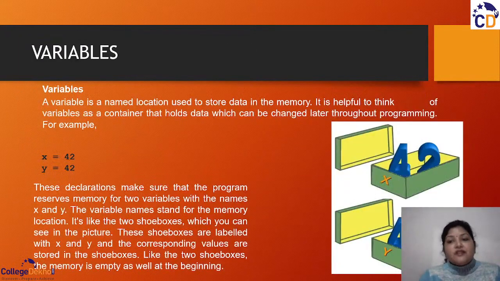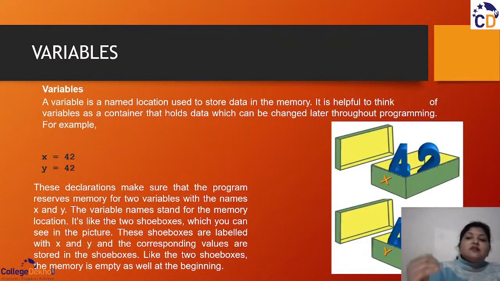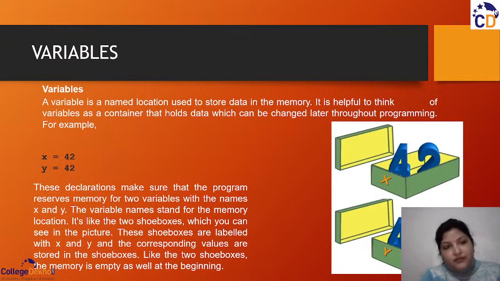Like in this XY, one identifier is holding the value 42 and it is stored somewhere in memory, in one shoebox, I would say. Another shoebox is holding the same name, but in lowercase, and holding some value that is 42. So both are treated as two different identifiers. They are not the same, right?